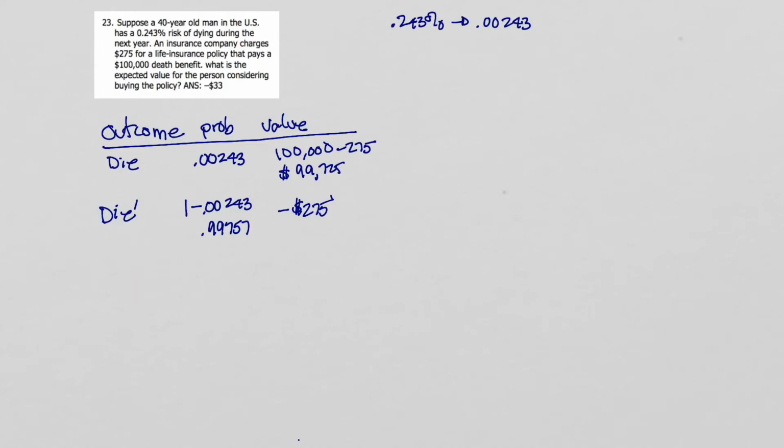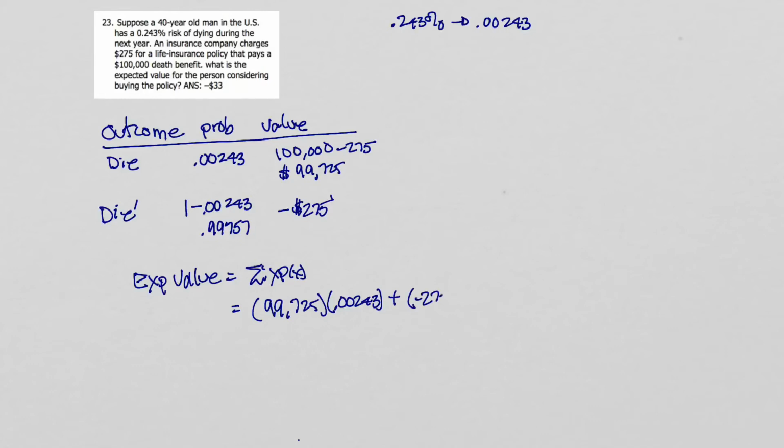So the expected value, all right, the expected value we know is the sum of x times p of x. So we're going to have our x and the p of x. I just got it backwards here. So this is going to be 99,725 times that probability, 0.00243, plus the negative 275 with that probability, 0.99757. And this is essentially what I'm typing in on my calculator.